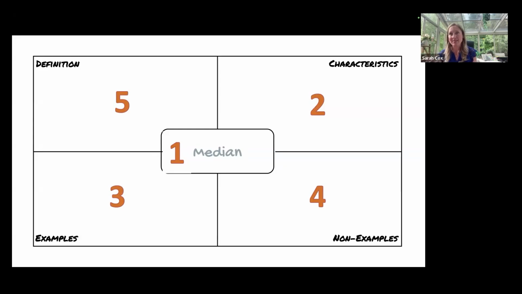And then you're also going to want to think about what are some common mistakes that you see students making. So I know for me, the most common thing that I see students doing is they don't line up their numbers from least to greatest, right? And so you want to make sure that you are using that space of non-examples to pre-teach or catch them to help them with that aspect. And then last but not least, you're going to go up to definition and you can write either the textbook definition or your own definition of what that thing is.